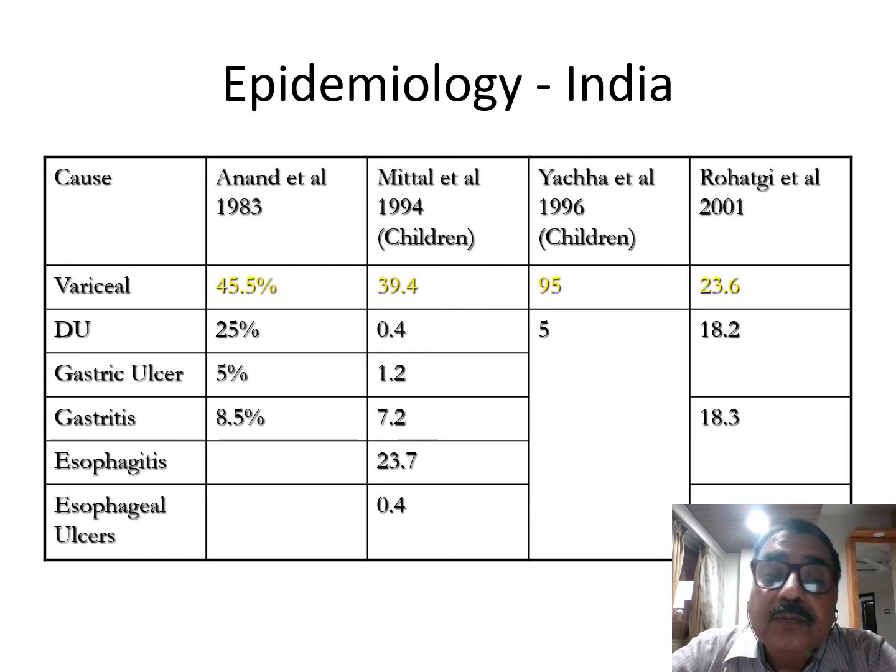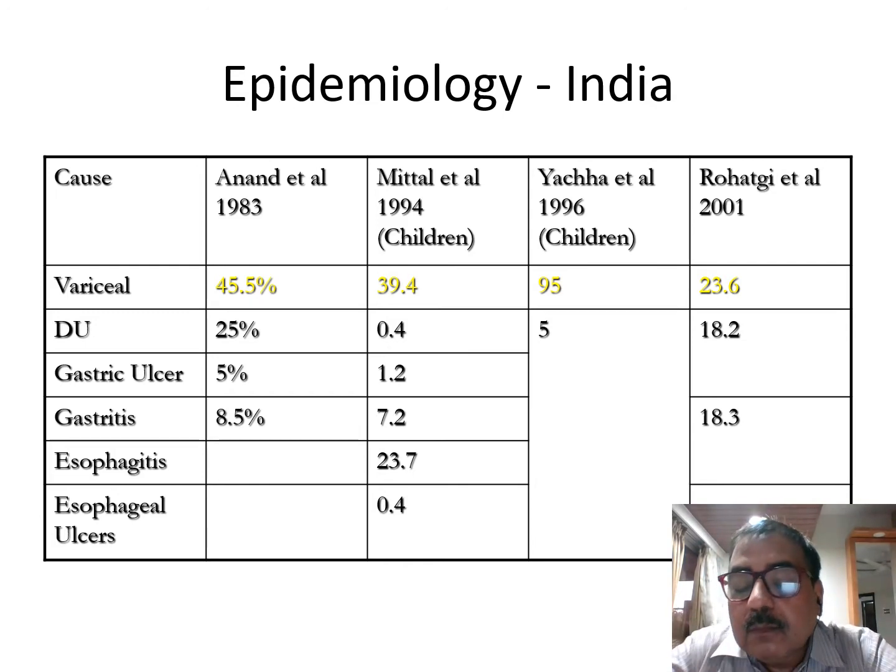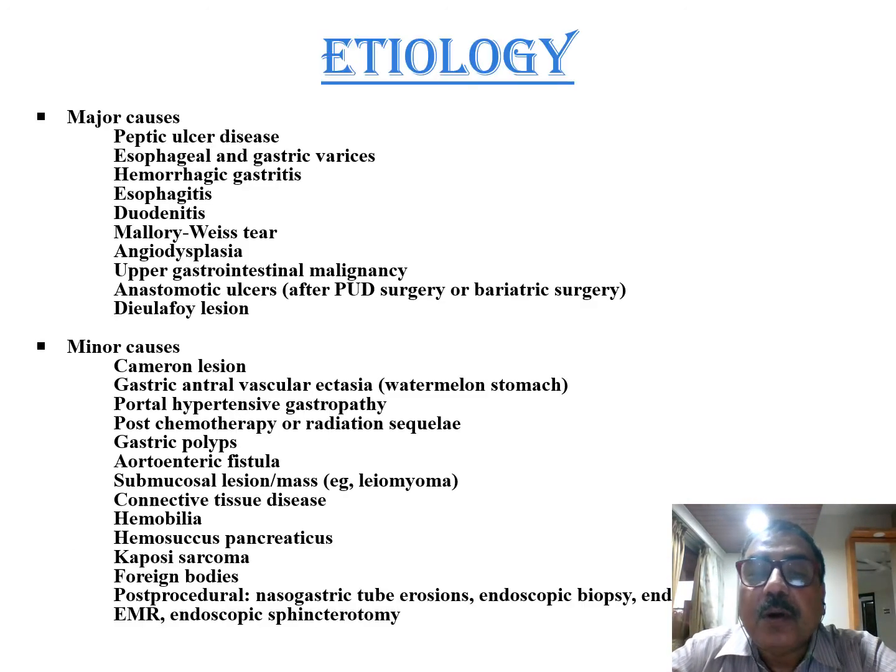In children, however, you will note that ulcer bleeds are far less common, and that is why you have to understand that in children's studies, variceal bleed outnumbers ulcerative bleeds. So that is very important.